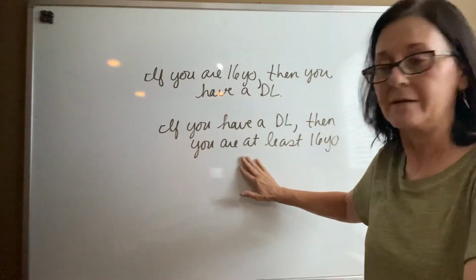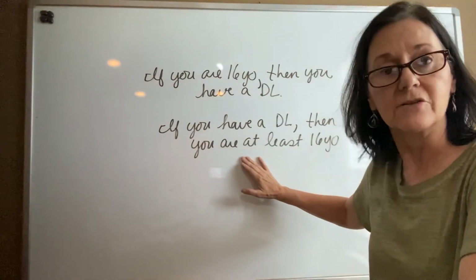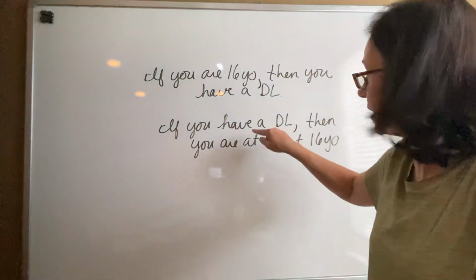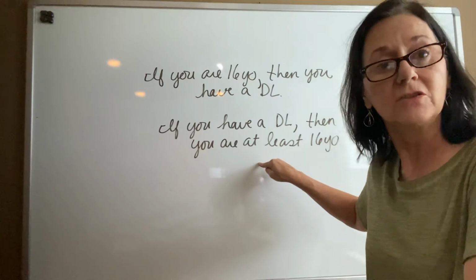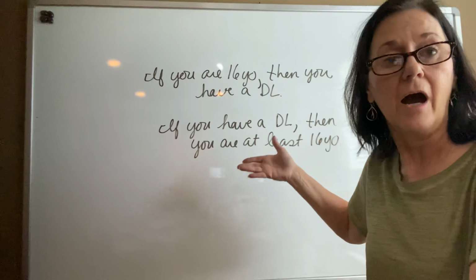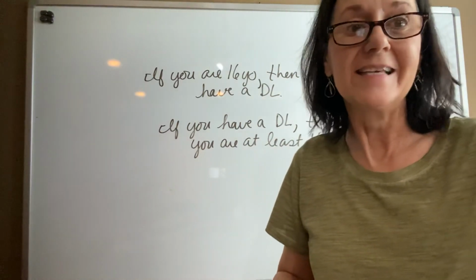Now look at the second statement. If you have a driver's license, then you're at least 16 years old. Is that true? Yes, because in our state, to have a driver's license, you must be 16 years old. So we also have to ask ourselves the truth value of these conditional statements. That is lesson 1.